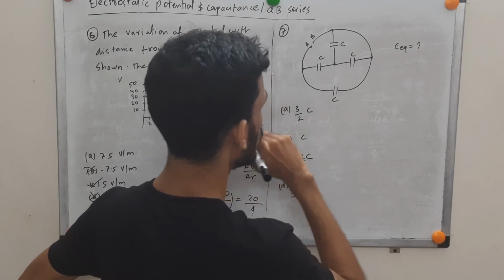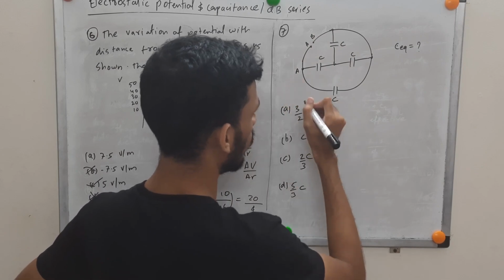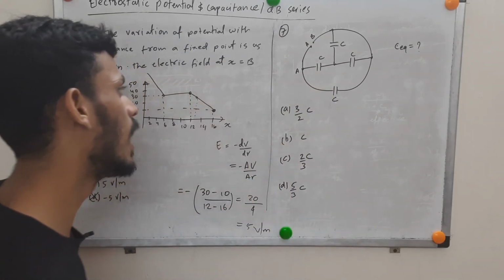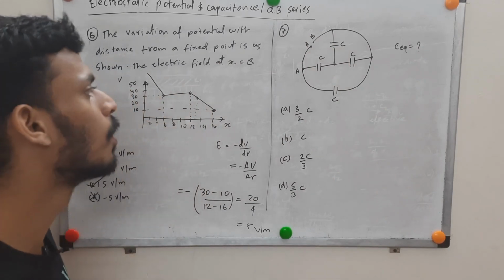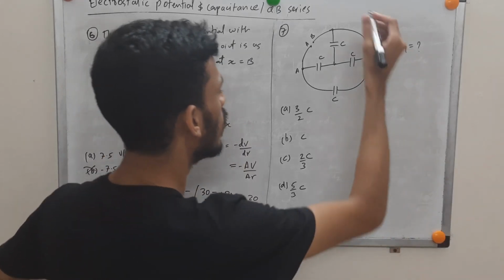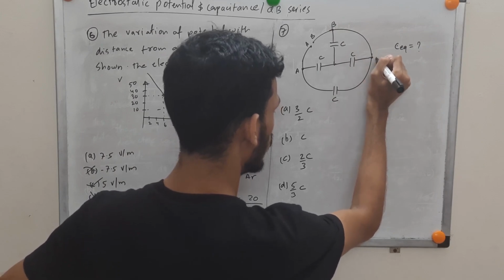Each one is C. So this point and this point will have the same potential, right? A, because there is nothing, resistor or capacitor, nothing of that sort which drops your voltage. This is basically a wire, right? There is no potential drop across an ideal wire. So here also we'll have B. Here again we'll have B.